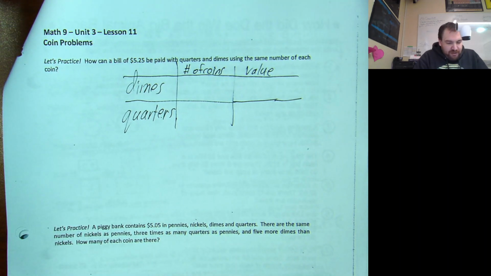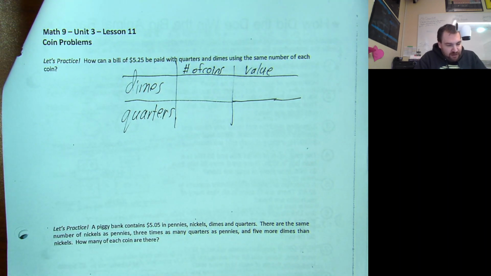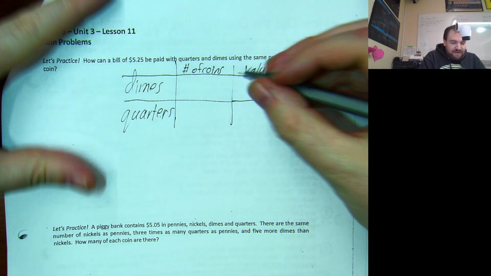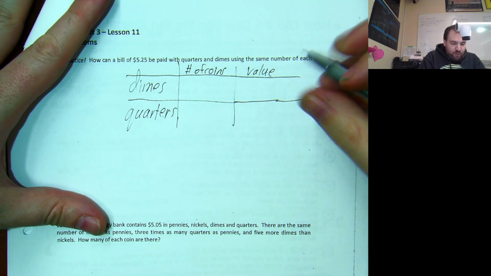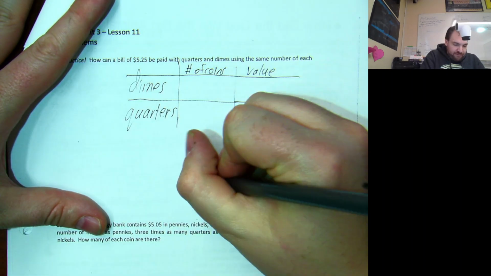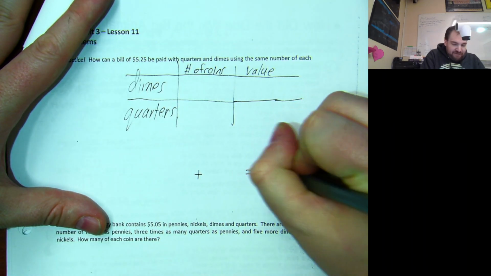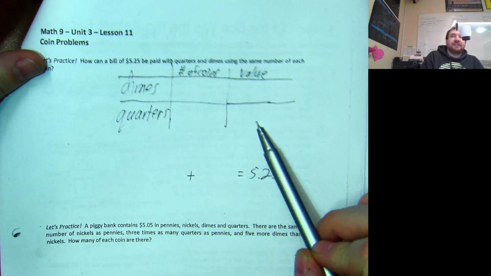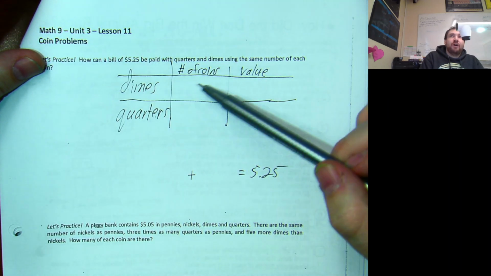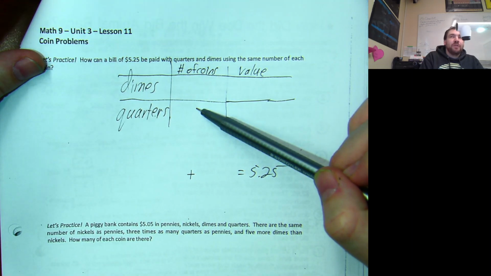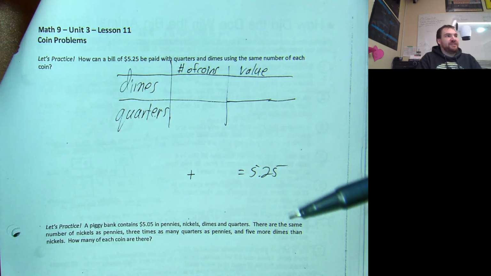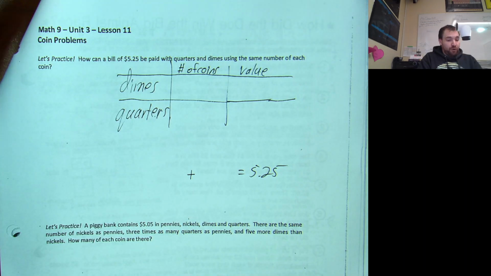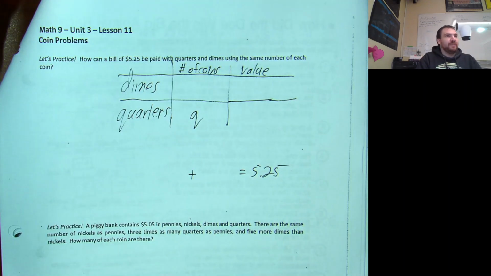Okay, so what does the question tell us? The question tells us we want a bill of $5.25 to be paid with quarters and dimes. So we know that the value of my dimes and the value of my quarters is going to add to give me $5.25. So that's one expression I'm going to need here. But first we need to figure out how many coins of each I have. So I need to pick a variable for one of these things. Q for quarters works for me.